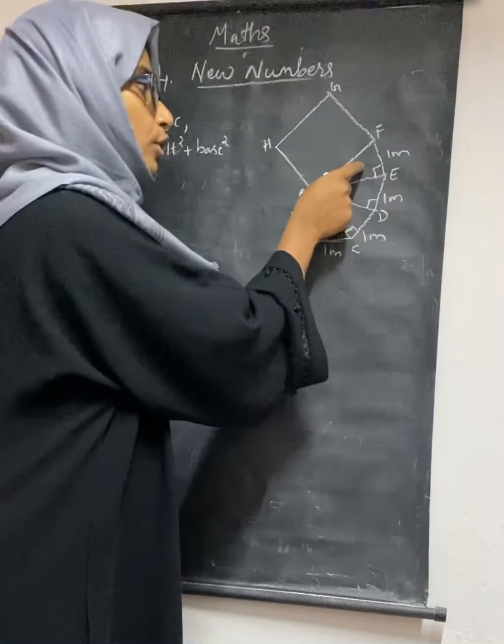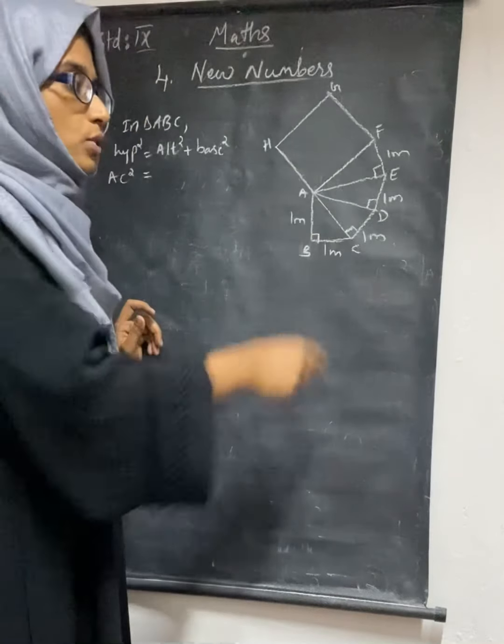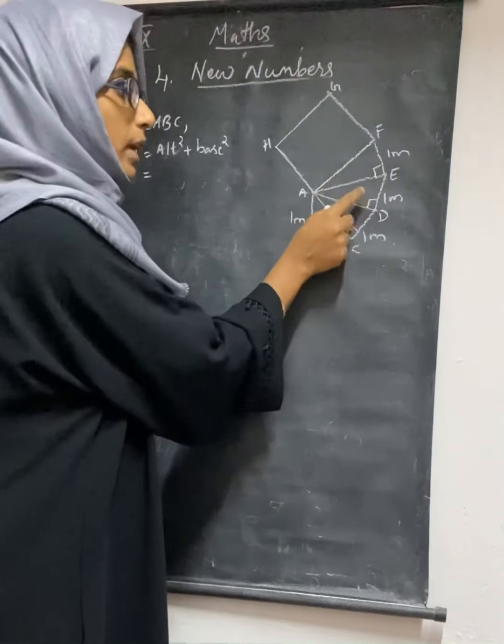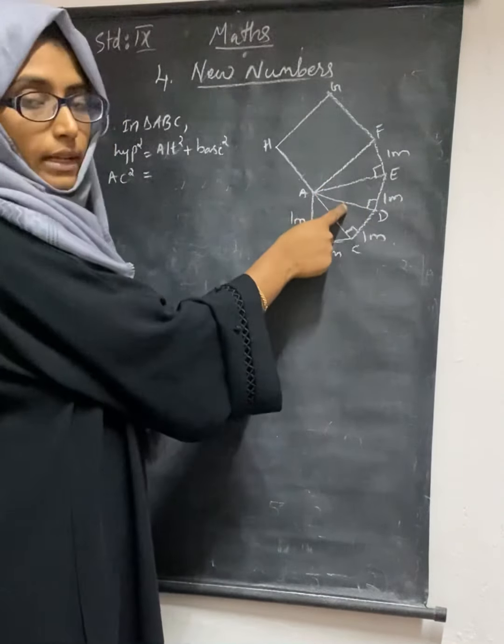No, this hypotenuse only knows one side of the square. So the altitude is missing. Now come back to the square. Same way, the altitude is missing. Come back to the square. Here also missing. Come back to the first triangle.